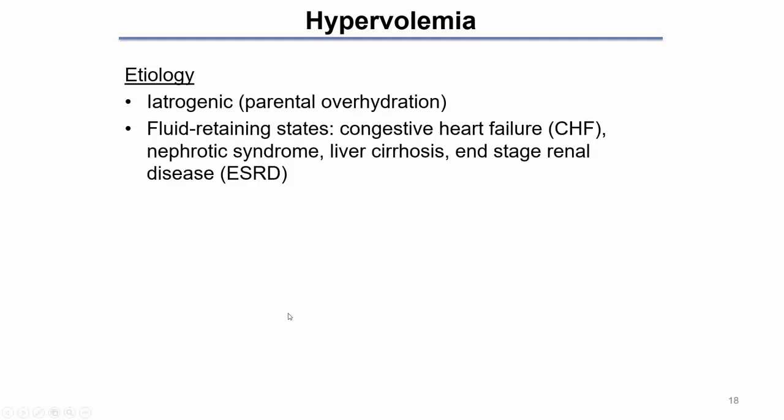Let's move on and talk about hypervolemia. So in terms of hypervolemia, we will start off with the etiology, and the etiology is pretty straightforward. It could be either iatrogenic, which is hopefully a rare case, because that essentially occurs due to parenteral overhydration, so during parenteral feeding or any such type of treatment. If it is not monitored carefully, then hypervolemia can result.